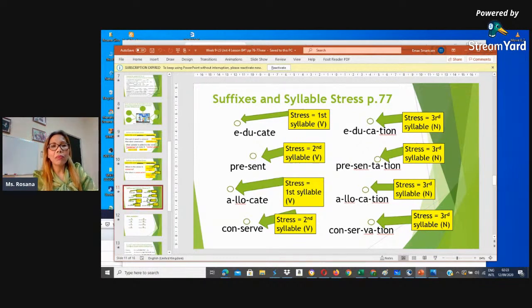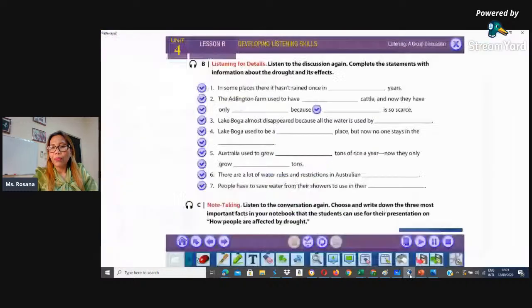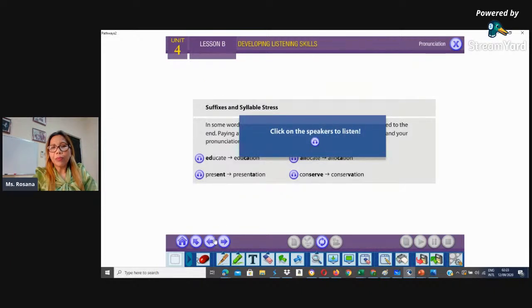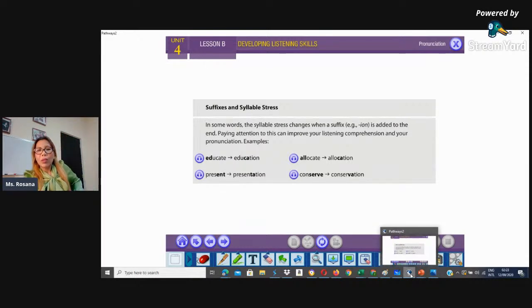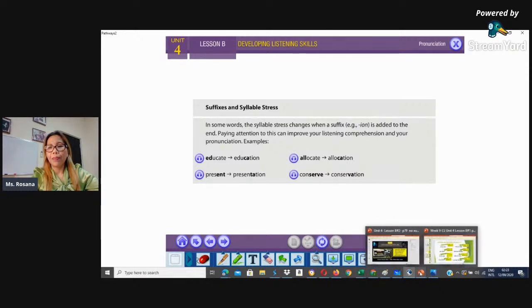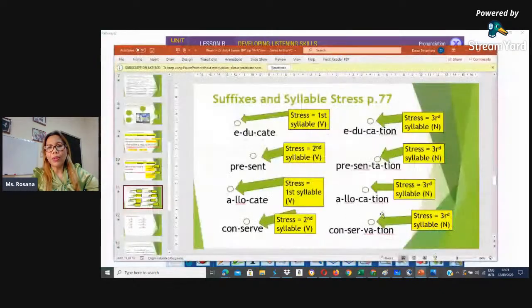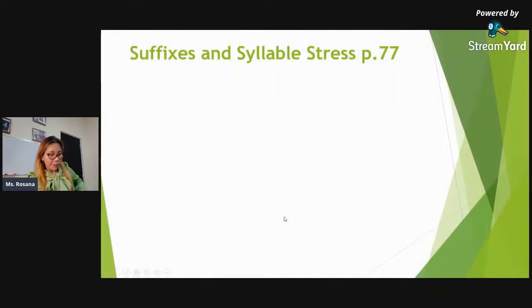Now, we're going to listen and then pronounce the words. We're going to listen and pronounce the words, all right? This is on page 77. Okay, so we have here.